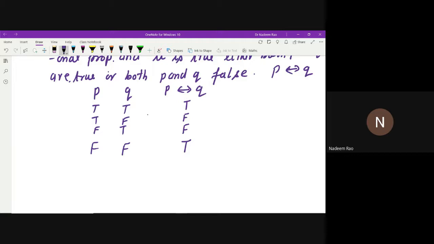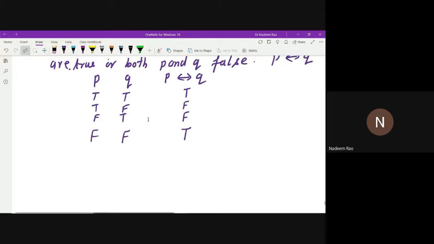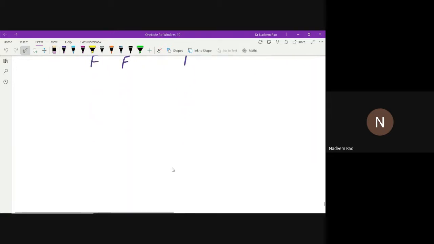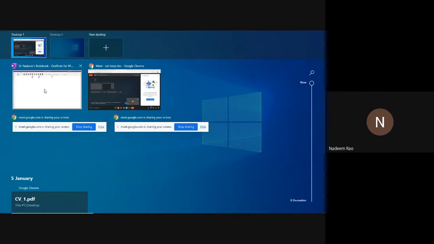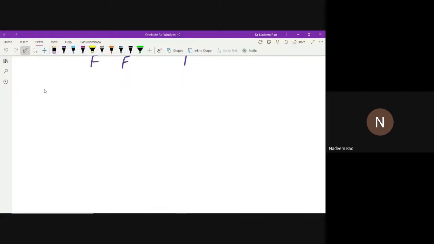To construct the truth table for the following. Okay, now we are going to write a question here. Construct the truth table for the following.